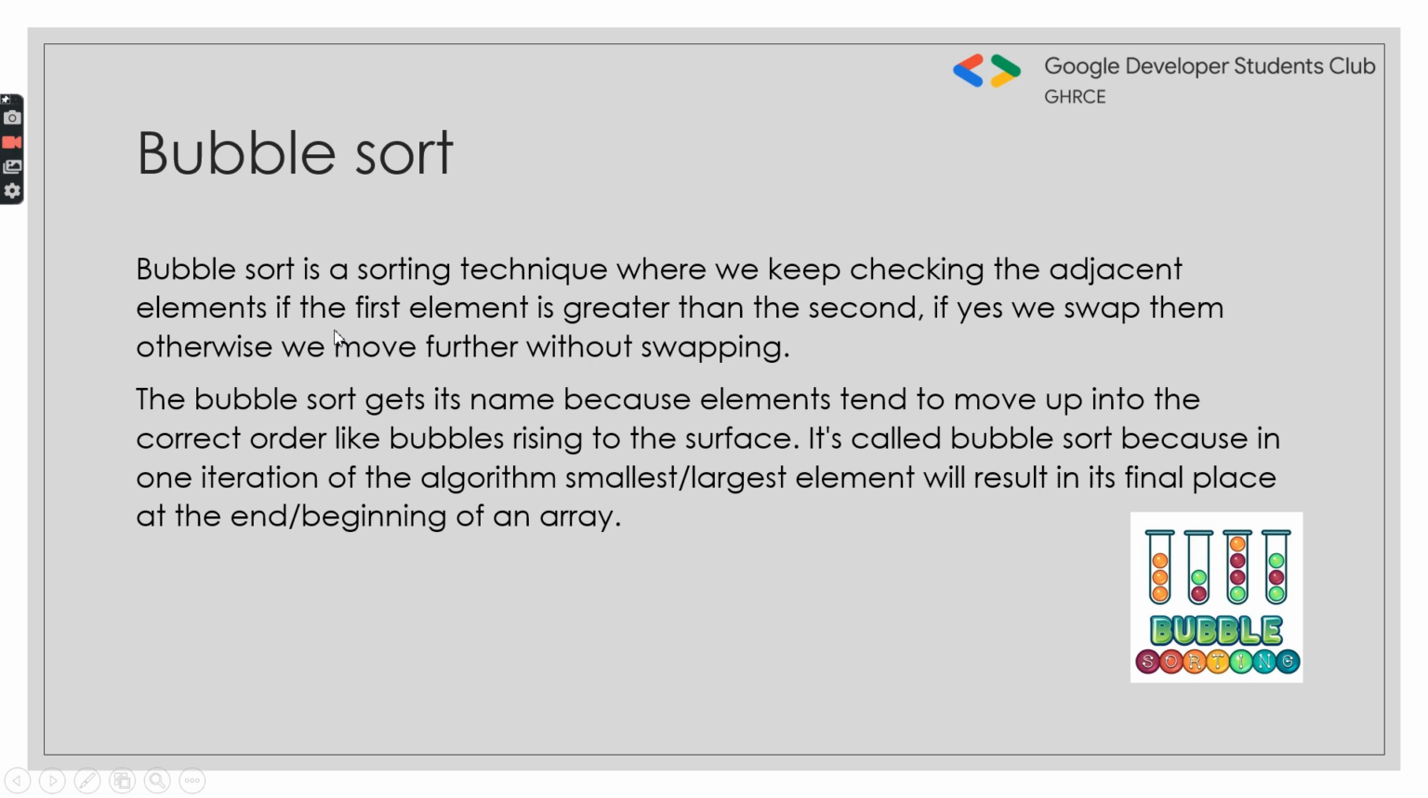Now let's understand what bubble sort is. Actually, bubble sort is a sorting technique where we keep checking the adjacent elements: if the first element is greater than the second, we swap them, otherwise we move further without swapping.